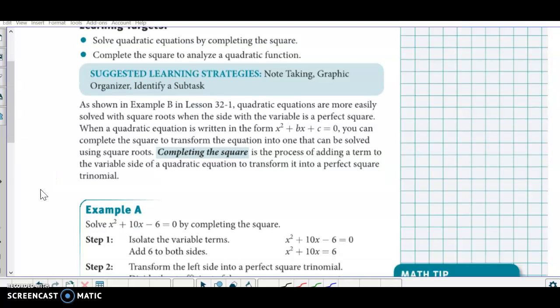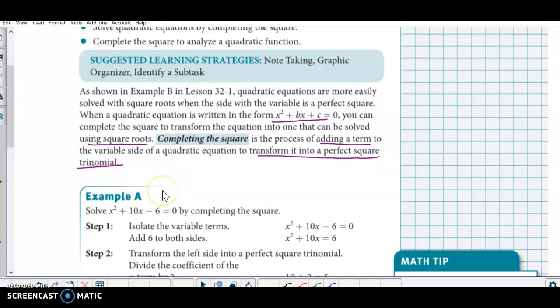equation. So from a standard form. So this is called completing the square. And when we do this, we're taking what we learned from 32.1, which was square root method. And then we're going to take our standard form and we're going to transform it so we can complete it using square roots. And this involves us adding a term to one side and transforming it into that perfect square trinomial. So I know that sounds like a lot of words, so let's look at an example.